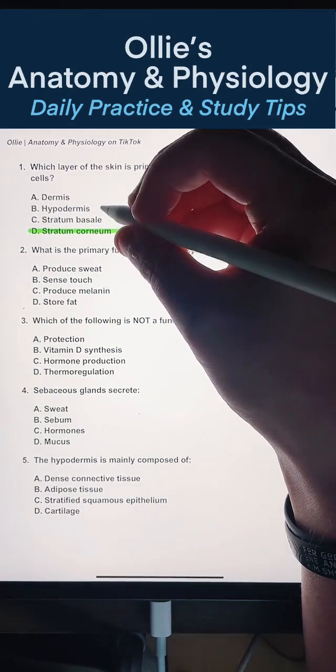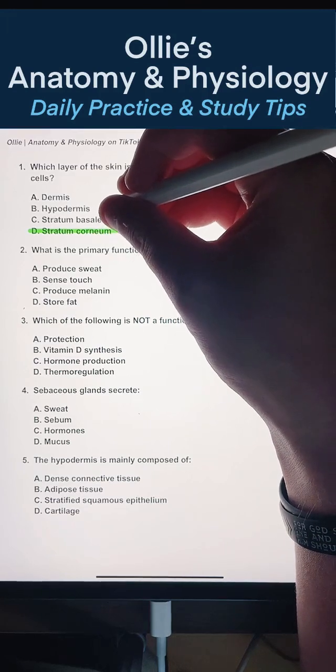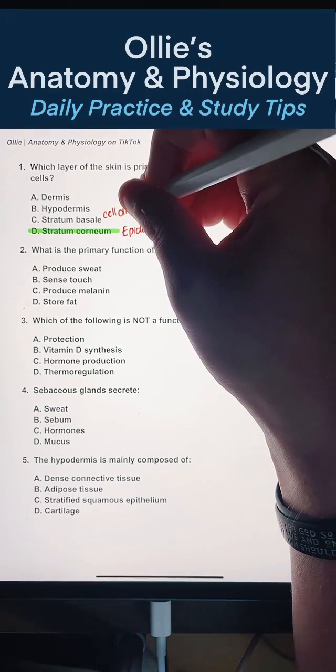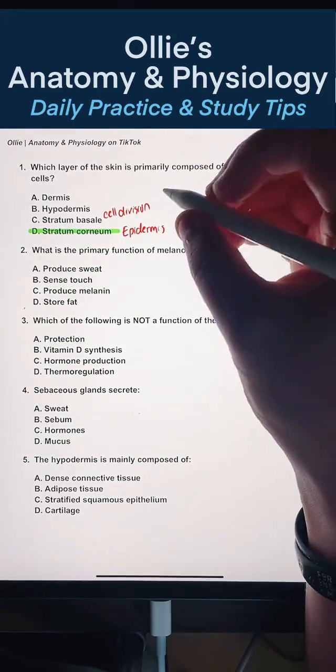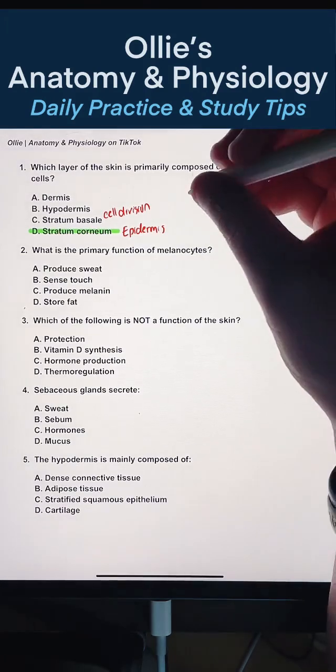The stratum basal layer is the deepest layer. This is where the highest mitotic activity occurs, which is cell division. So this is where the cells are not dead. And then as they go up the layers of the epidermis, they become dead and they get keratinized.